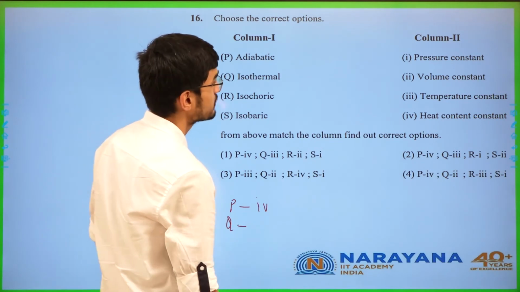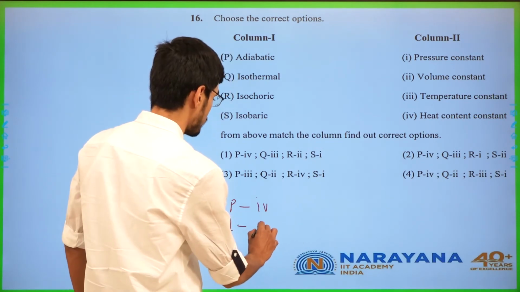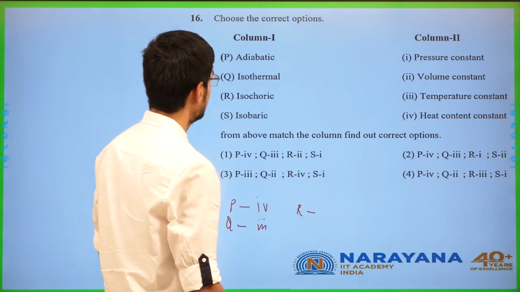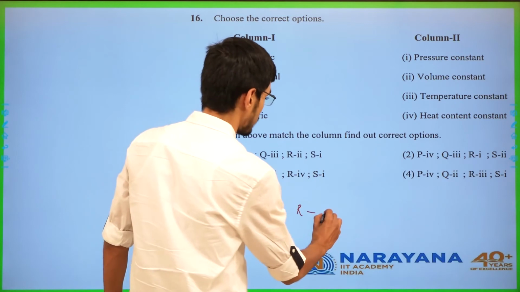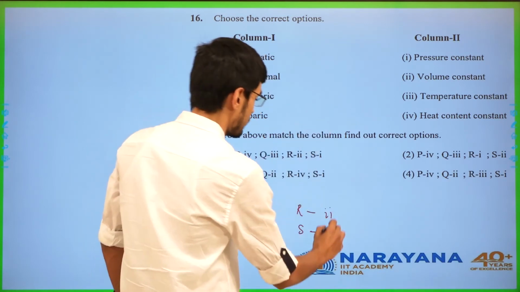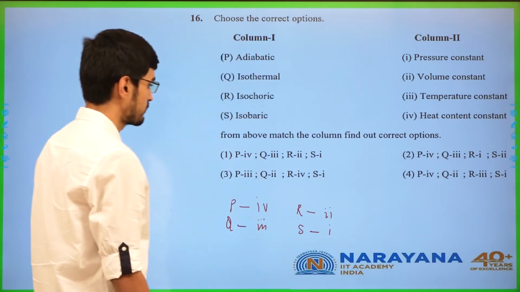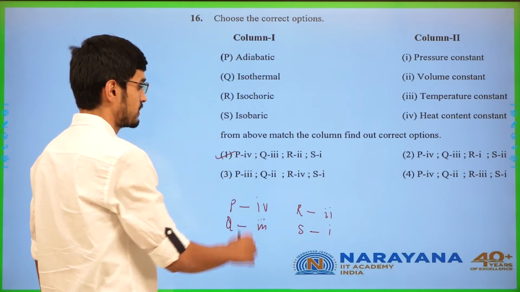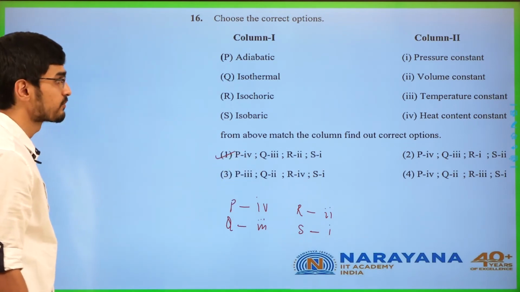Isothermal, in isothermal as we know temperature remains constant, that is Q should match with 3. R is isochoric, isochoric means volume is constant, that is the second option. And for S, isobaric, pressure will be constant, that is the first option should match. So 4, 3, 2, 1, that is indicated in the first option itself. So the first option would be correct for this. Next.